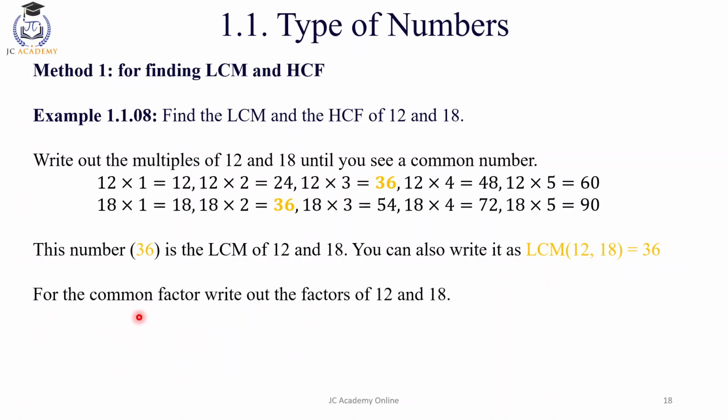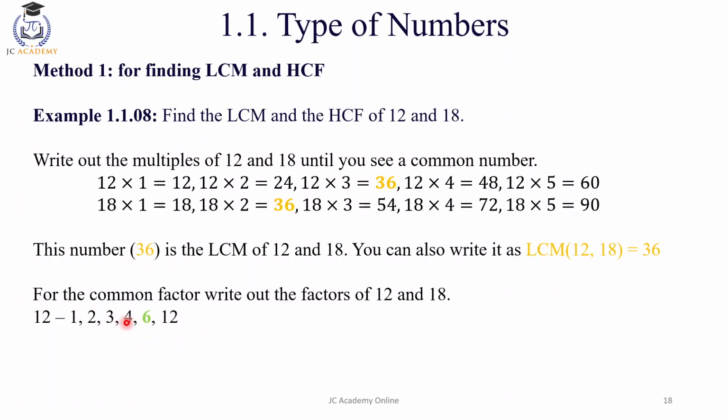Now for the common factor, what we need to do is write out the factors of the numbers 12 and 18. So what are the factors of 12? Find all the numbers that, when multiplied together, equal 12. So let's start with 1. We do 1 times 12 is equal to 12. 2 times 6 is equal to 12. 3 times 4 is equal to 12. And after that, we repeat ourselves.